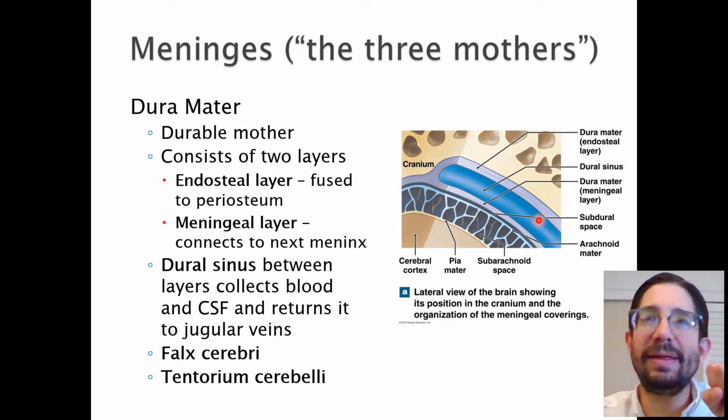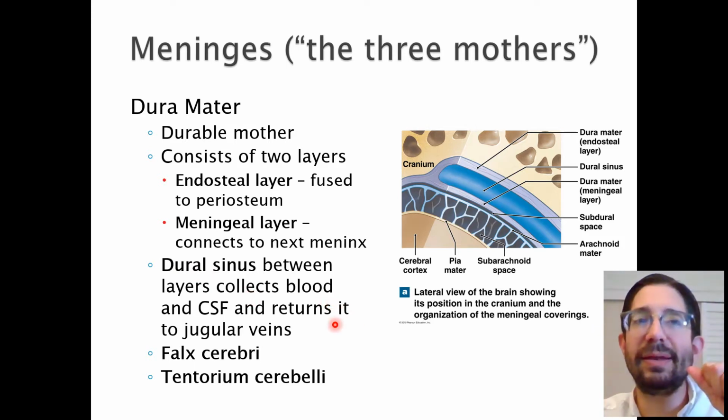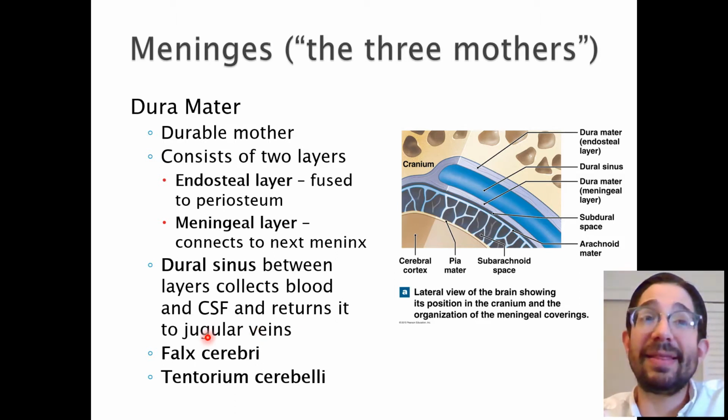That leaves a space in between. That's called the dural sinus. So a sinus is a space, the space in the dura mater. And that is where blood is collected from lots of different blood vessels in the brain, and CSF is slowly and constantly being collected in the dural sinus. So that's a pretty important space.